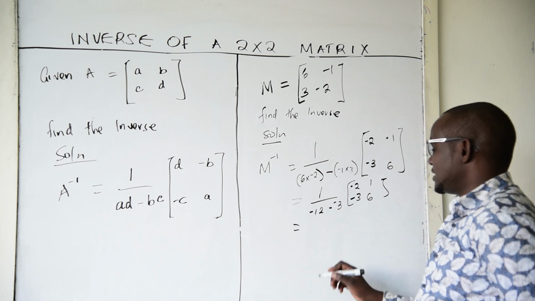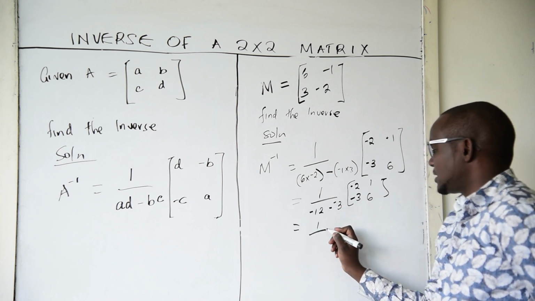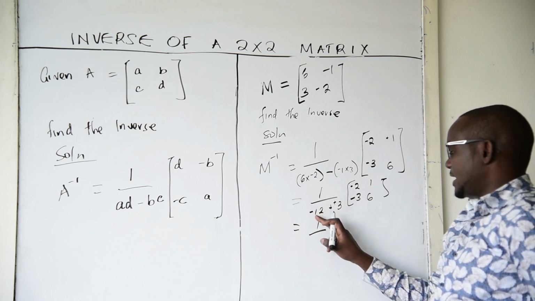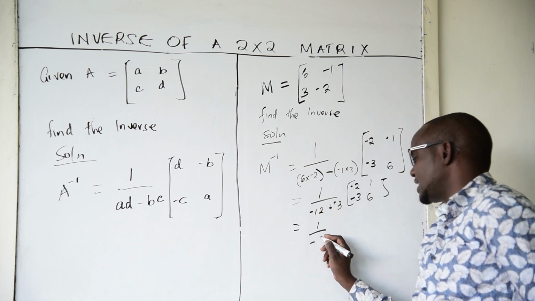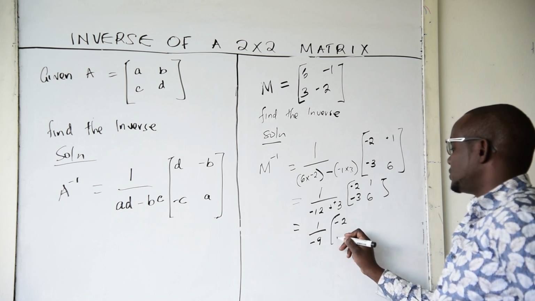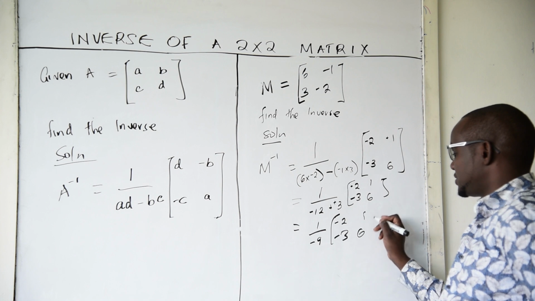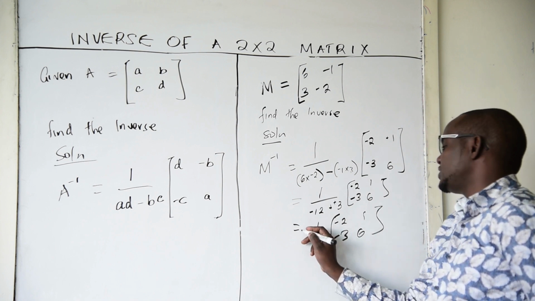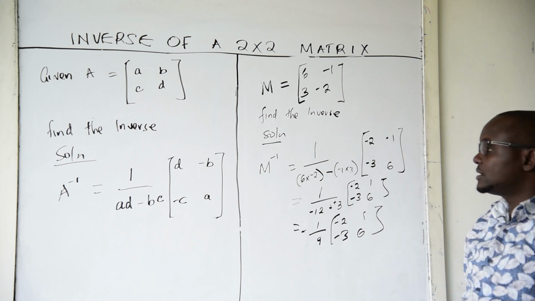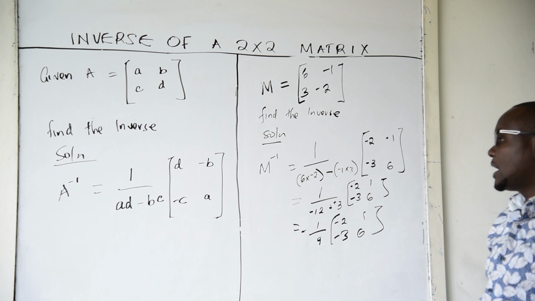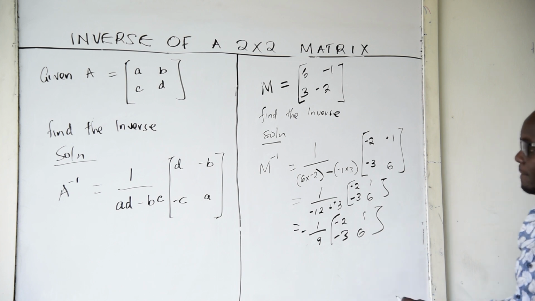If you simplify this further, this becomes 1 over negative 12 plus 3, which is negative 9. Then we have the matrix negative 2, negative 3, 1, and 6. This becomes our inverse. This negative sign can be written here. That becomes our inverse. So that's how to find the inverse of a 2 by 2 matrix.